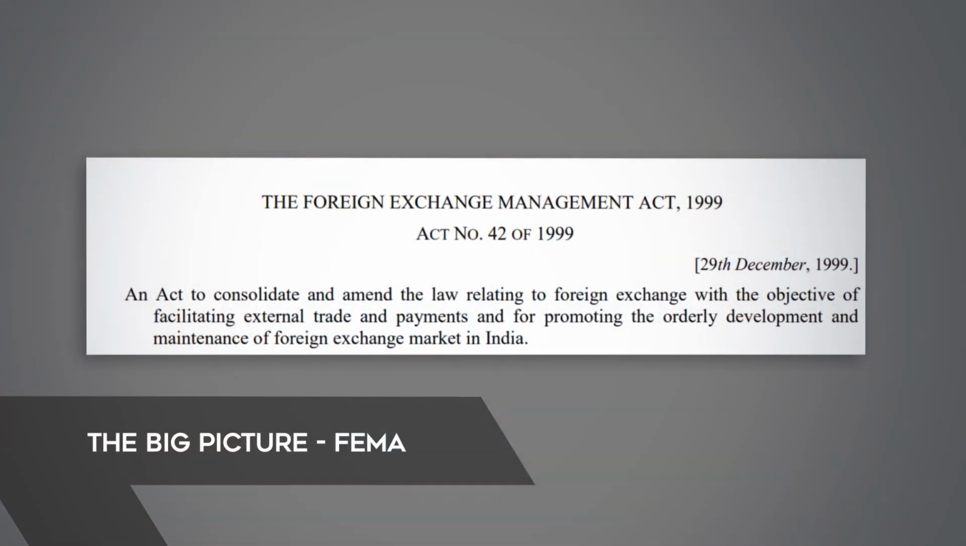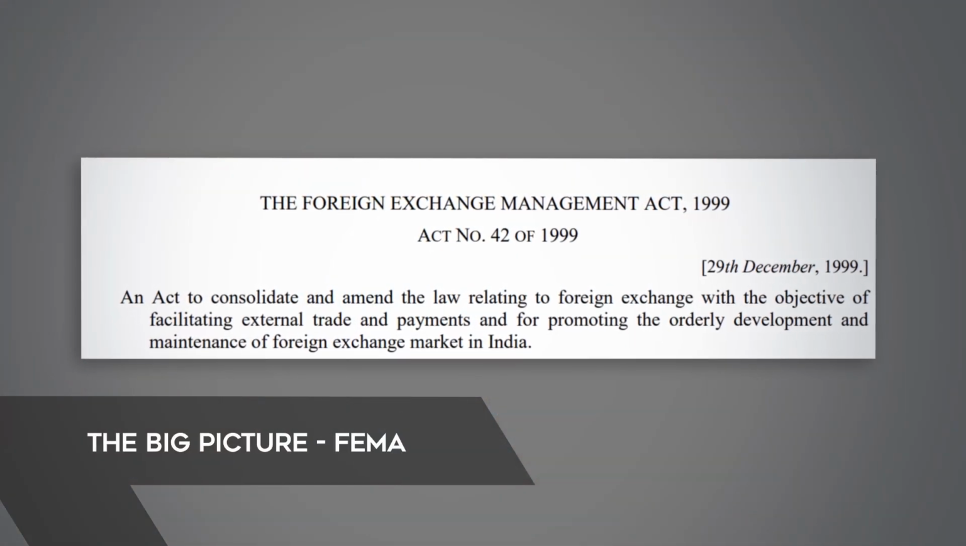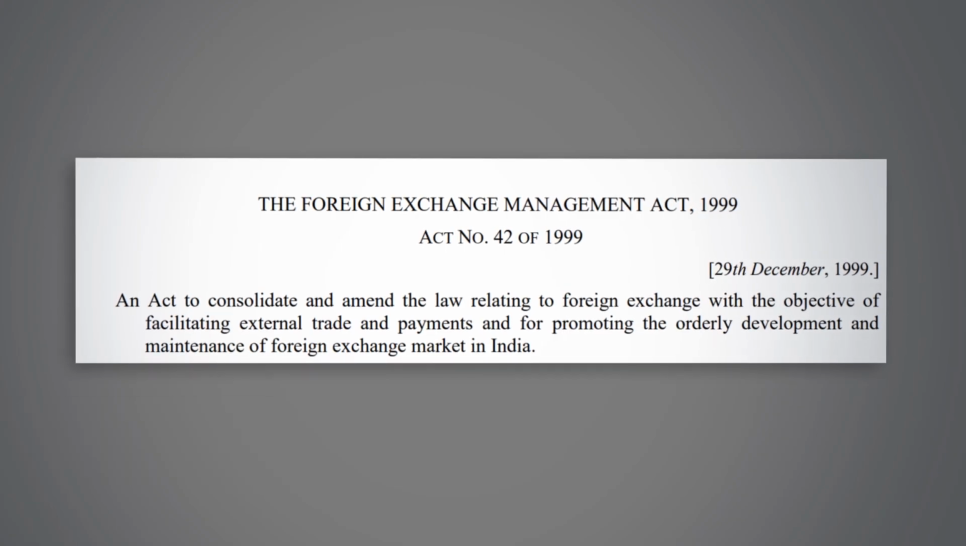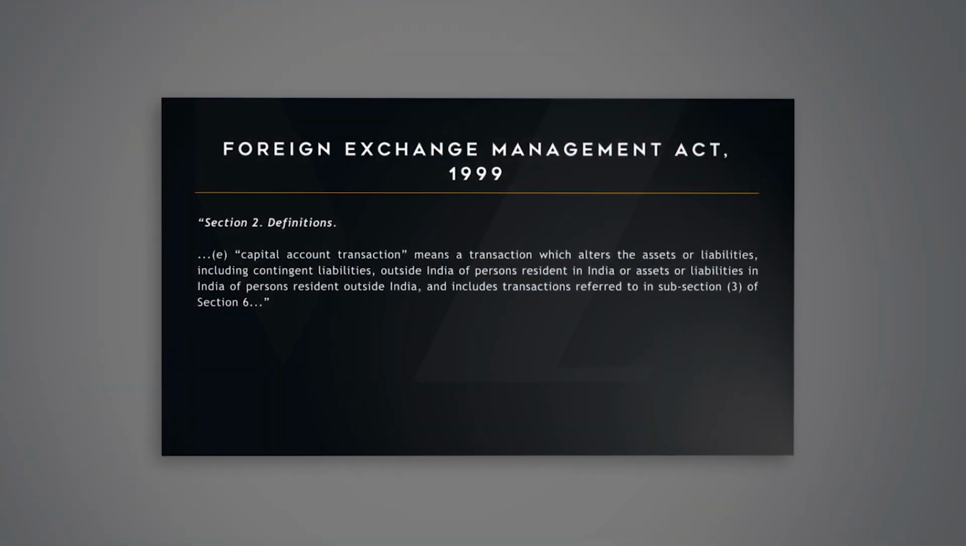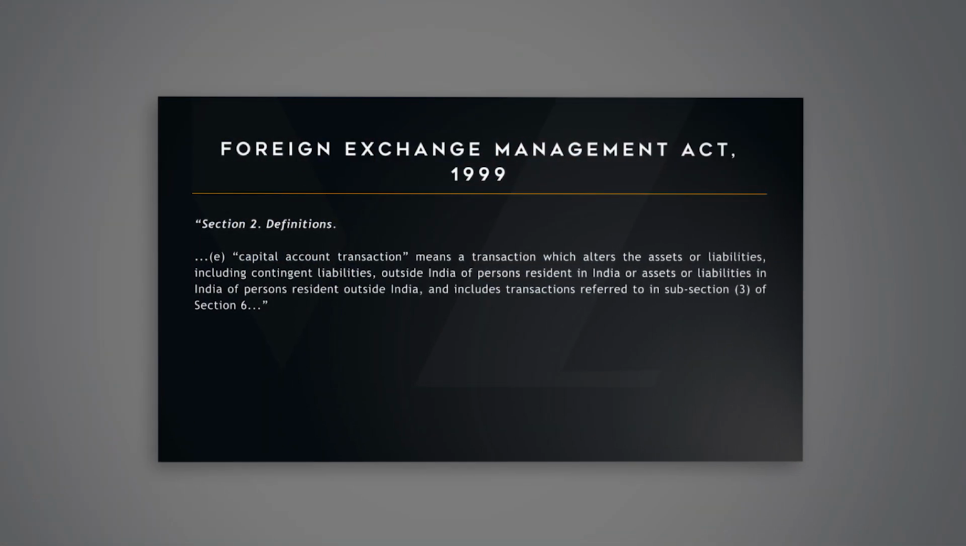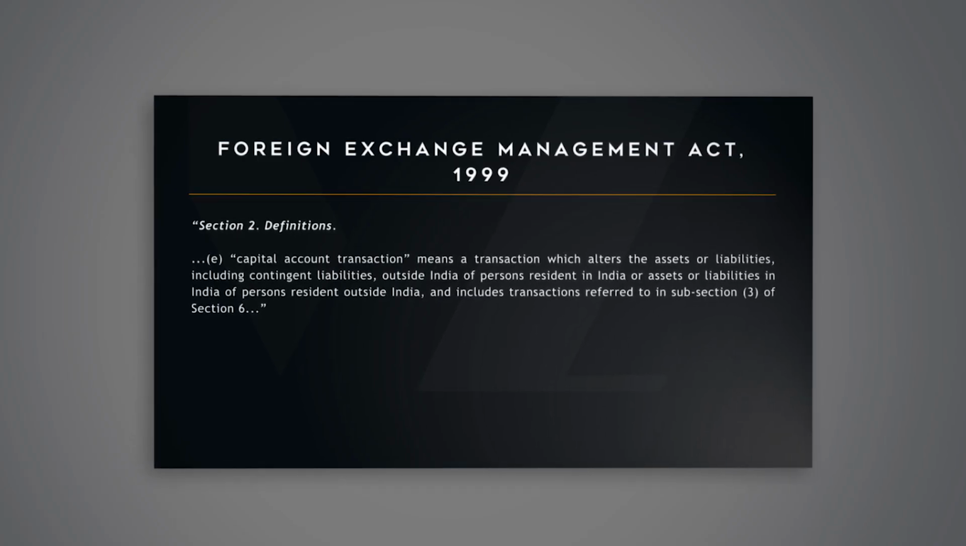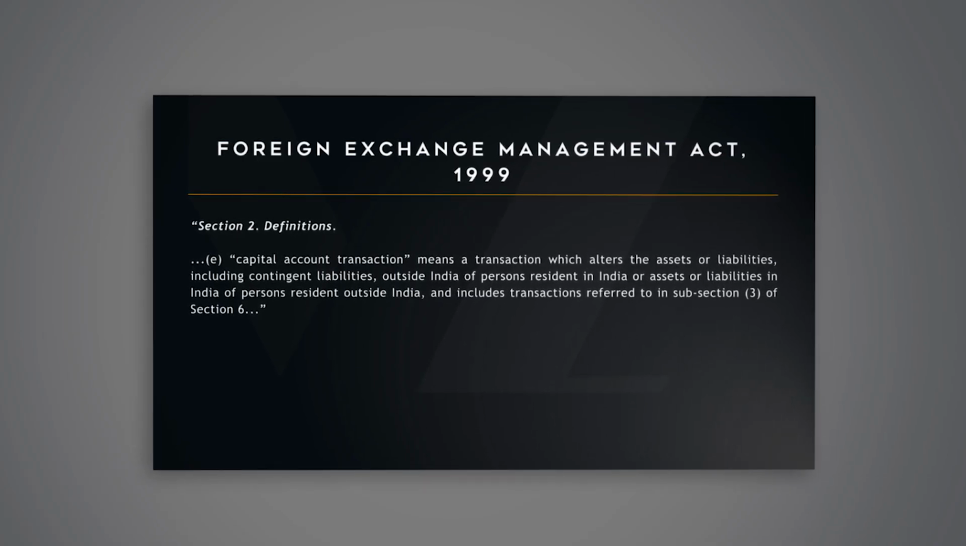All cross-border transactions in India are governed by the Foreign Exchange Management Act 1999, or as we lawyers fondly call it, FEMA. FEMA is the backbone of India's foreign exchange regime. It distinguishes between two main types of transactions: capital account transactions and current account transactions. Capital account transactions involve any changes in financial assets or liabilities. For example, acquiring shares, buying property, or giving loans. They are subject to regulatory controls and must follow specific FEMA regulations.